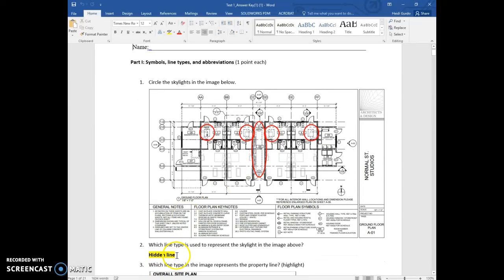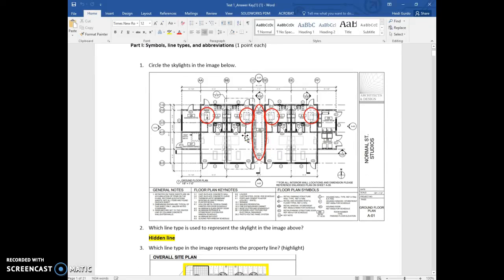Let's go to number 2. It says which line type is used. So the line type that's used is a hidden line because again it's indicating an object above.